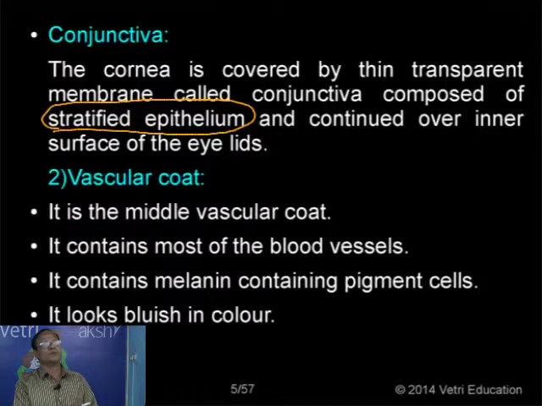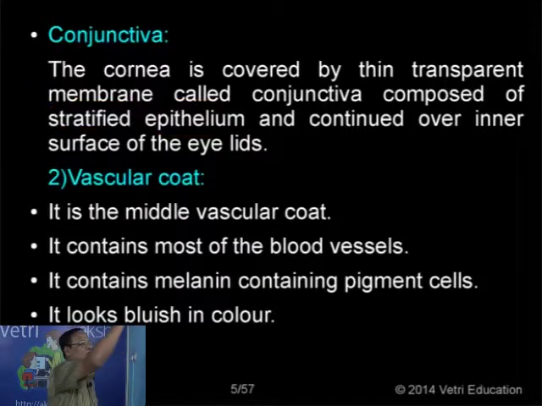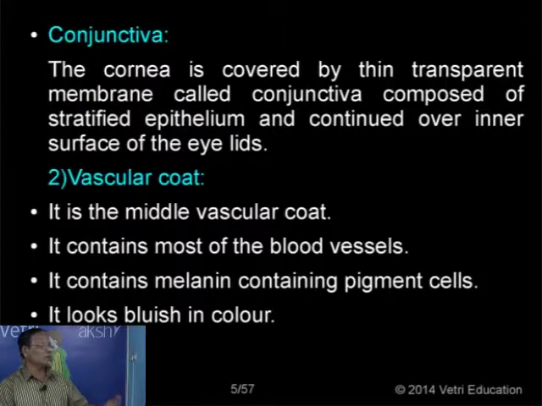Now we have the vascular coat. It forms the middle vascular coat. Normally it contains most of the blood vessels of the eyeball, and also it contains pigmented cells. The pigmented cells contain melanin. In albinism, an autosomal recessive disorder, the vascular coat is non-pigmented, white in color, because of the absence of melanin pigment, and that results in a photophobic condition, that is, abnormal sensitivity to light.